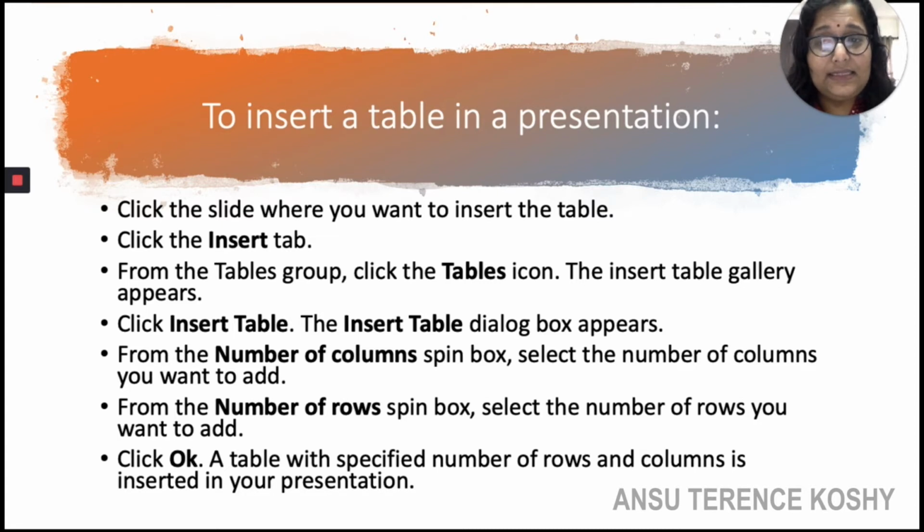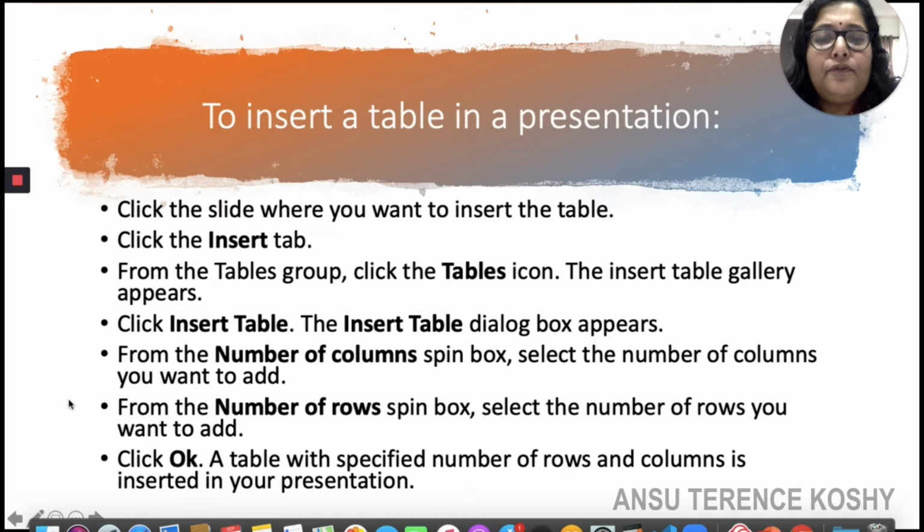Click the Insert tab. From the Tables group, click the Tables icon. The Insert Table gallery appears. Click Insert Table. The Insert Table dialog box appears. From the Number of Columns spin box, select the number of columns you want to add. From the Number of Rows spin box, select the number of rows you want to add. Click OK. A table with specified number of rows and columns is inserted to your presentation.